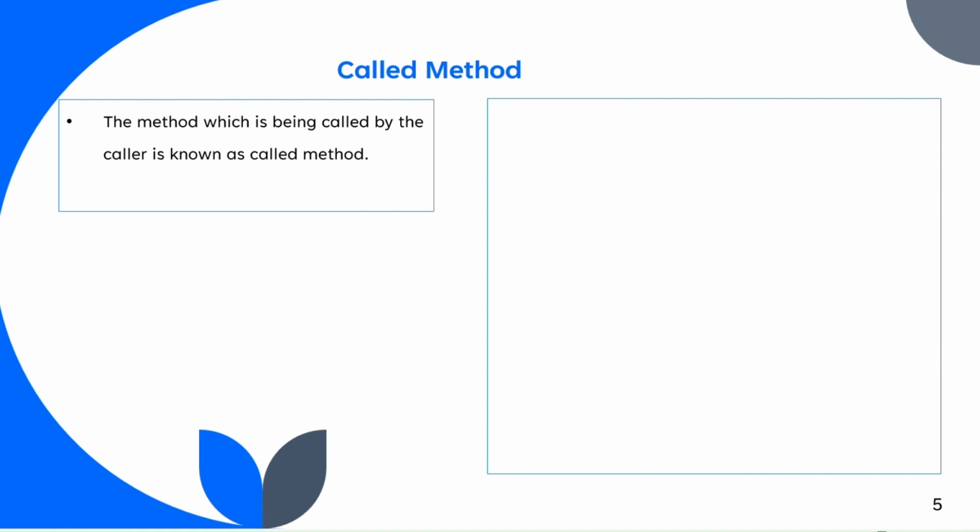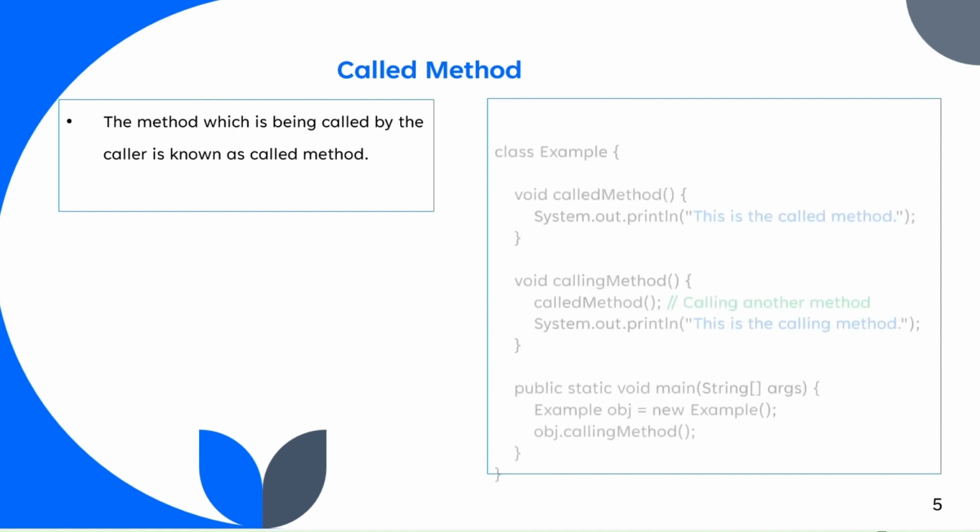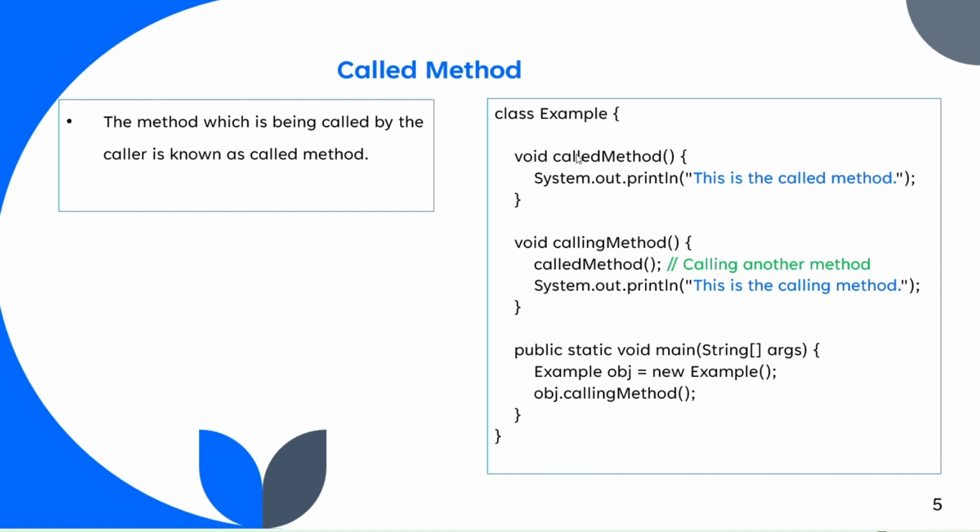So here the example is the same as the previous one. So we avoid called method. Okay, this is a called method and this is a calling method. And inside of that we have a called method, just trying to call another method. So the definition is the method which is being called by the caller is known as a called method. Means this method is trying to call the called method. That is why it's called a called method.